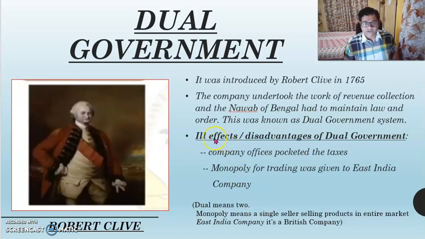Now what were the ill effects? That means what were the disadvantages of dual government? Company officers pocketed the taxes. They would take all the taxes from the people and put them in their pockets. They would not give it to the government. And secondly, the monopoly for trading was given to the East India Company. Monopoly means a single seller selling products in the entire market. And East India Company is a British company. Okay, now let's go ahead.